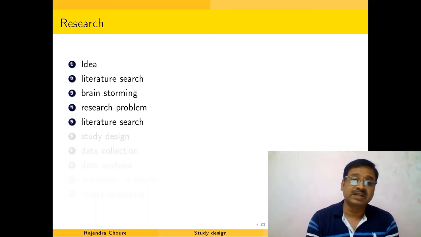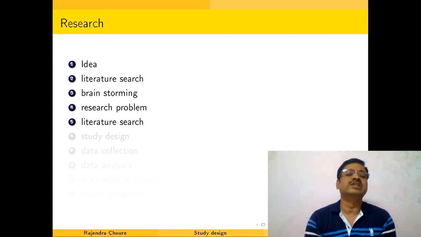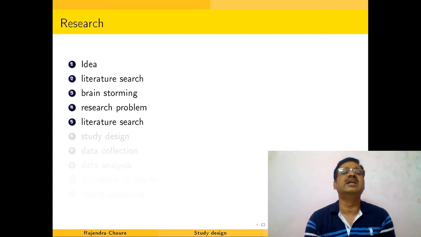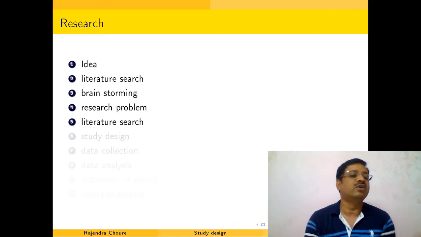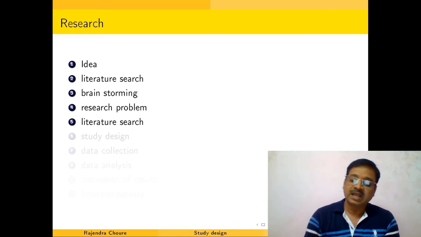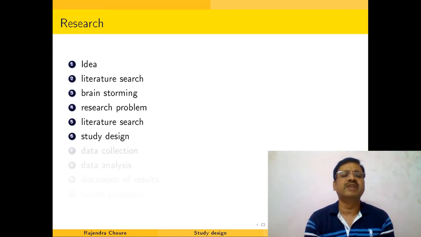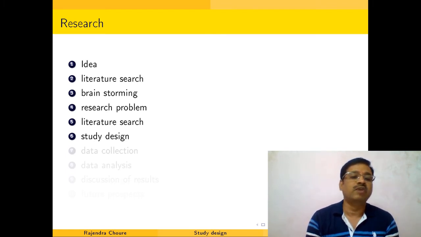And when you develop the research problem, to tune your research problem, to optimize your research problem, you go for literature search again. Literature search will be there throughout your work. You will go on finding the literature, you will go on trying to know more about your observations, know more about the results which you got, and for that you have to do the literature search. And based on your discussion with your friends, based on your literature search, based on the very precisely designed research problem, you will go for study design.